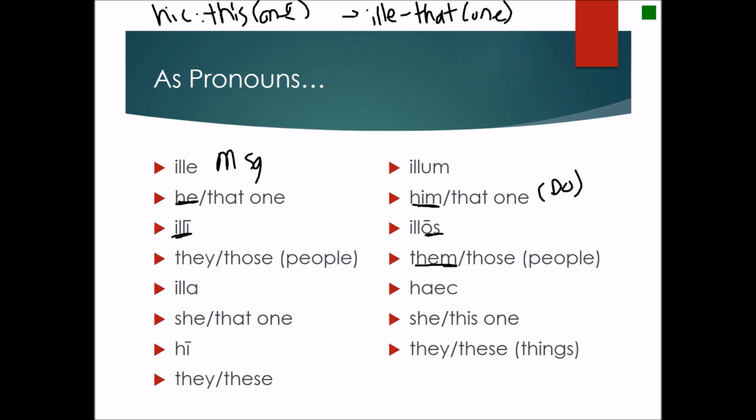And haec, because of the number of forms that this could be, has a number of translation options. If this is feminine, then we could translate it as she or this one, this feminine person. Or if this is a neuter plural, we could translate it as they, these things.